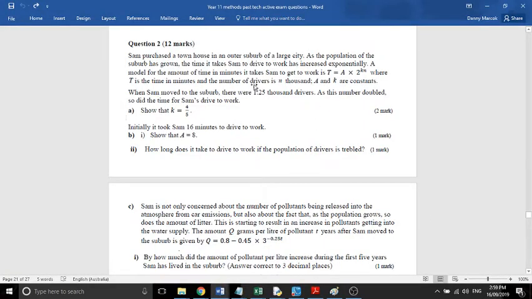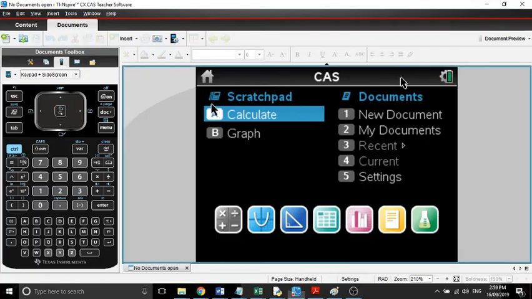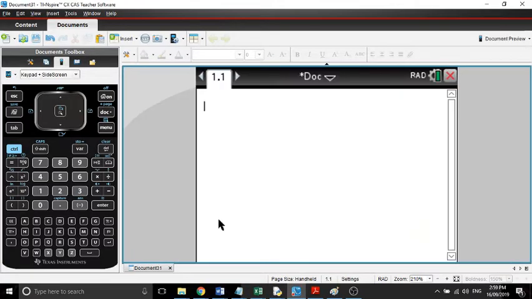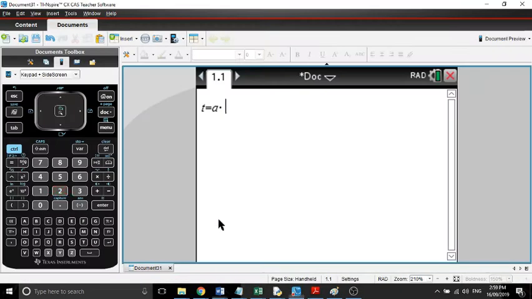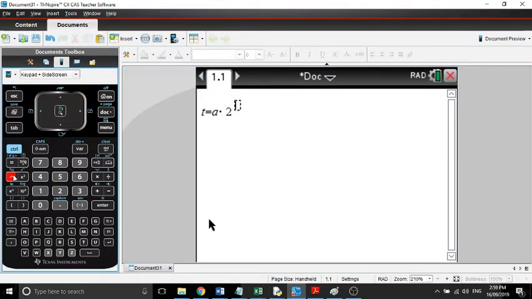Alright, this question. T equals that. So that's what I'm going to write down. We're going to have to do some bit of algebra, a bit of maths. We'll see. So T equals A times 2 to the power of Kn. So that's what it tells us. So that's what we've got there.